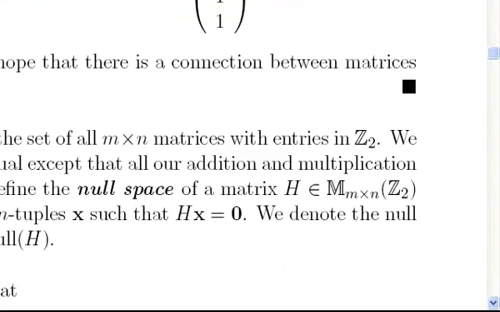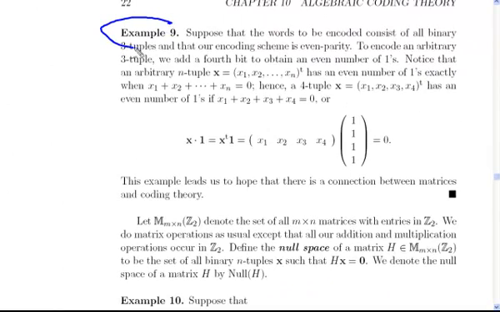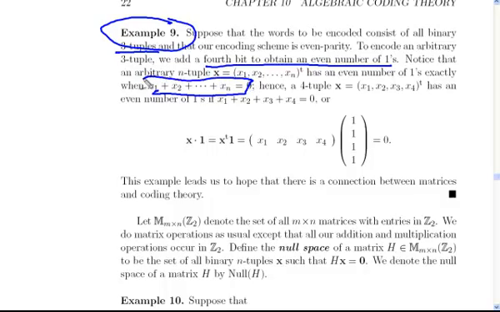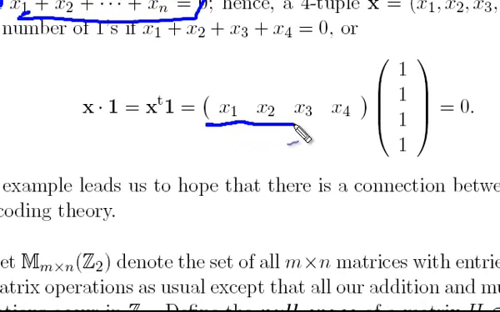Okay, so in example 9, we recast our parity check example in this language. When we encoded a 3 tuple and used a parity check bit, we added a 4th bit to obtain an even number of 1s. So every code word has an even number of 1s. That means that the sum of the digits in the code word is 0. Another way of saying that is that the digits in the code word inner product with the vector of all 1s is equal to 0.